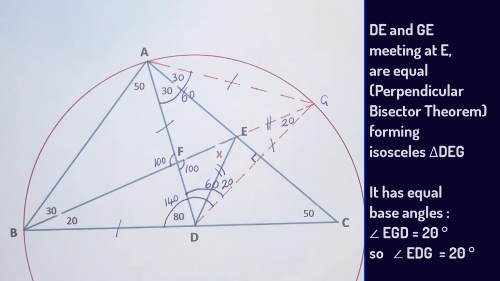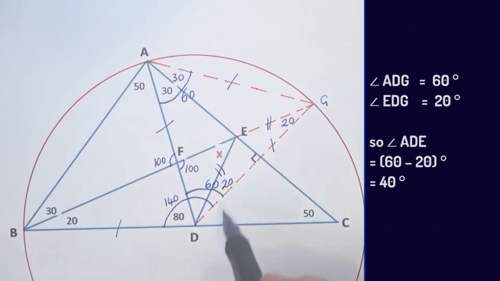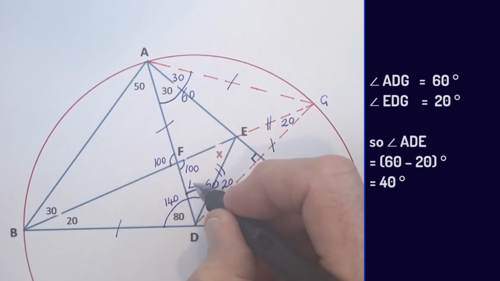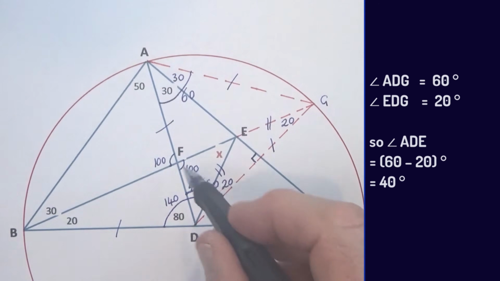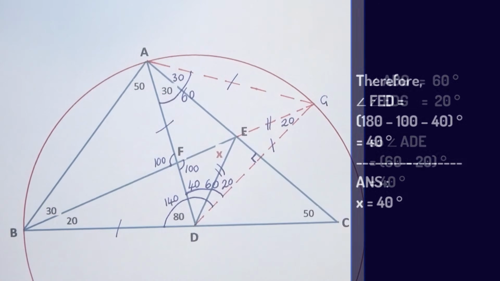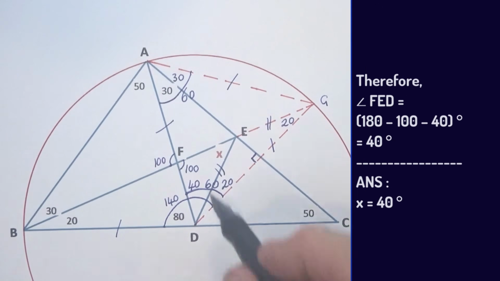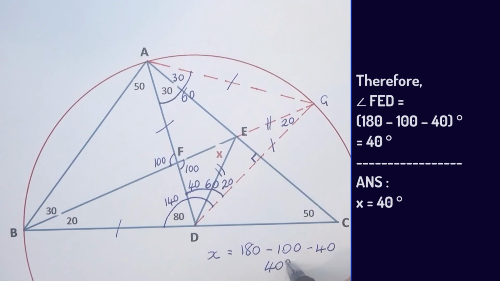Now we see that angle ADG is 60, established, and angle EDG is 20, which we just found. Angle ADE is 40. All that remains is to find the angle FED. We have the other two angles of the triangle. That is, we have 100 and 40. So our final answer is x equals 40 degrees.